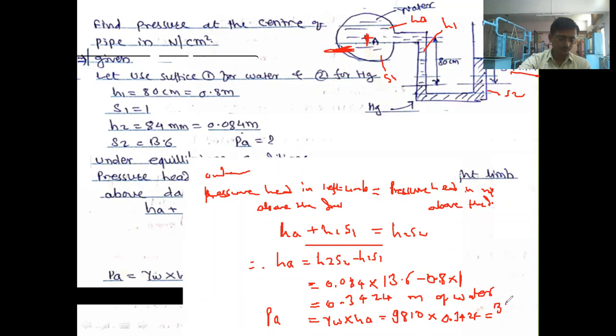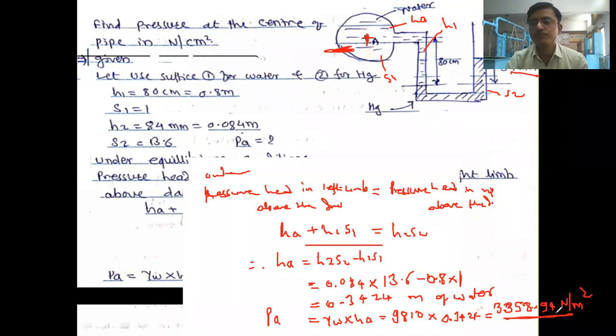3.35 into 10 to the power 3 Newton per meter square. Okay, or if we write the value directly, 3358.94 Newton per meter square. This much pressure will get. If we convert from Newton per meter square to centimeter square, we have to multiply by 10 to the power -4, moving four zeros: 1 2 3 4. So this will become 0.3358, right?